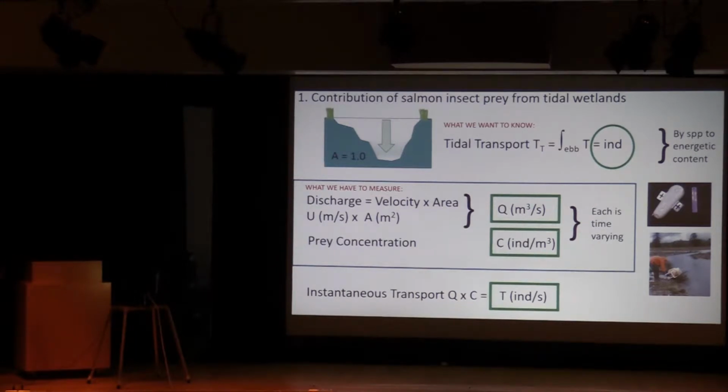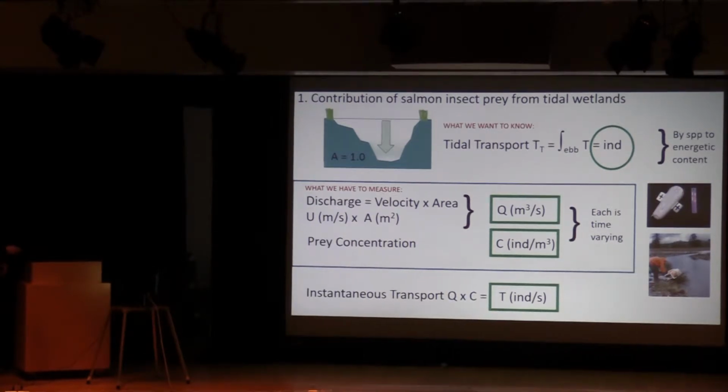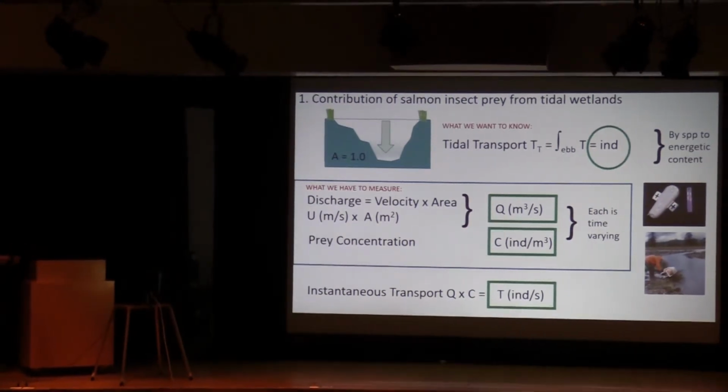Okay, so first a little bit of math. It shouldn't be too bad. Basically, we're trying to find out over a given ebb tide how many insects, prey items come out of the wetlands. So from the top of the tide to the bottom. And to do that, we need to both measure the amount of water that comes out and the concentration of insects at these different time periods.